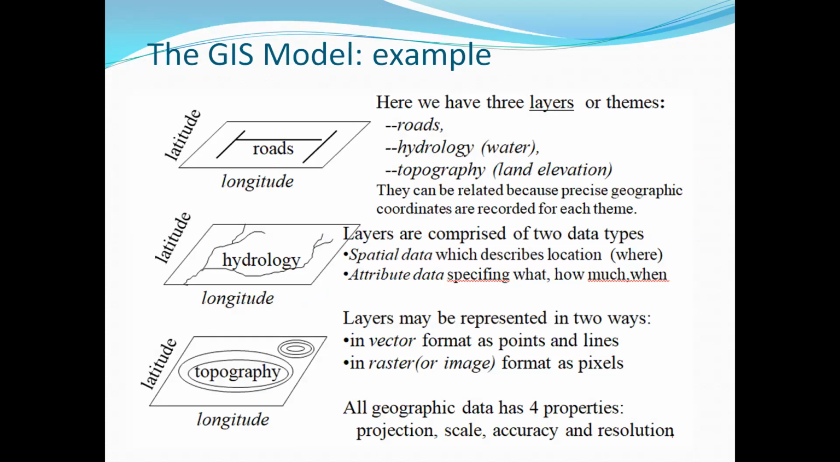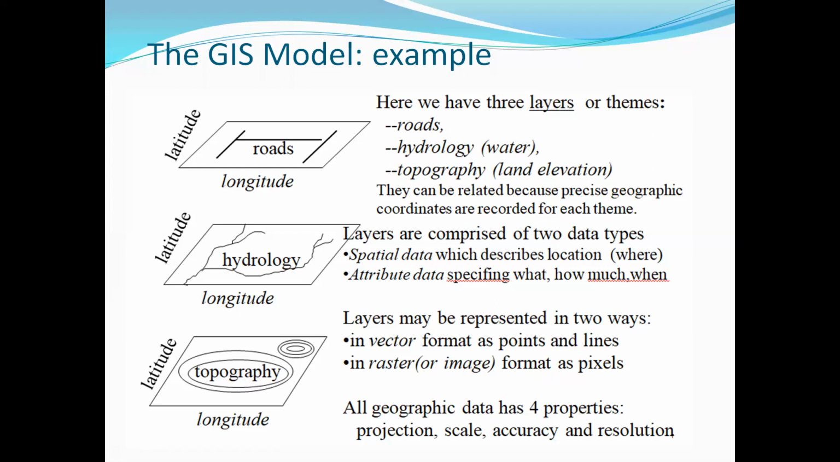The GIS model example. So here we can see, as I said, for the road, suppose, definitely we need the longitude and latitude. Here we have three layers: road, hydrology, and topography. They can be related because of the shared geographical coordinates. Layers are combined from different areas, different data. Maybe one area has two or three different datasets.